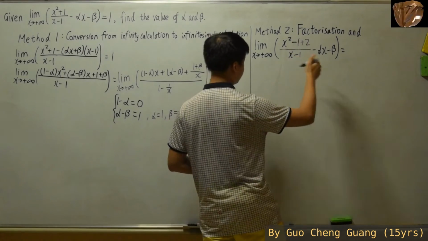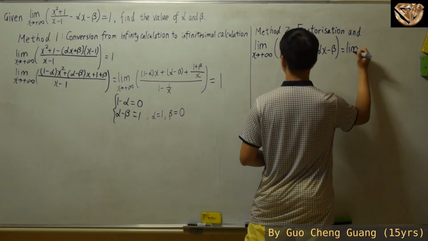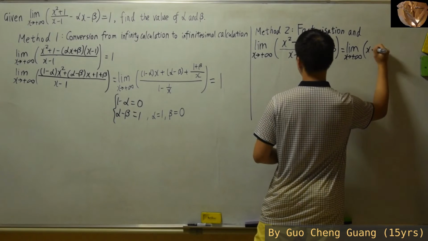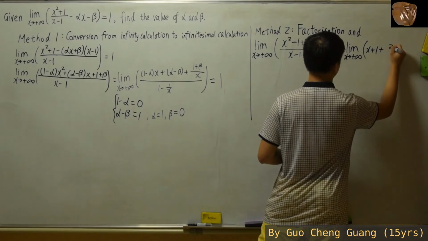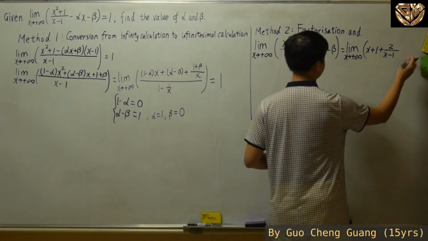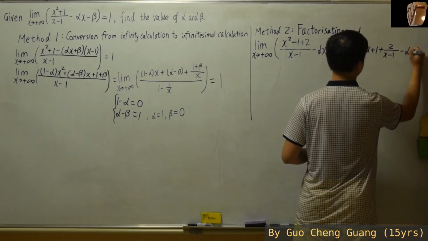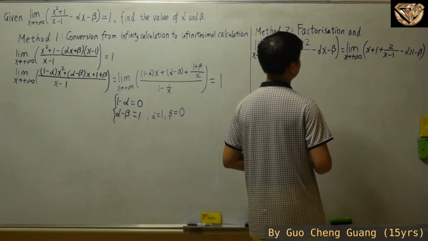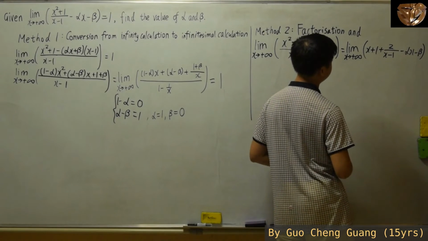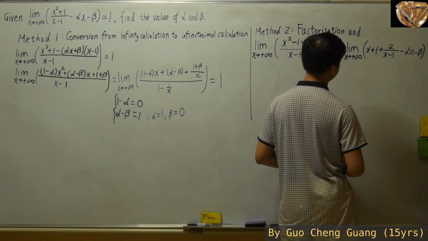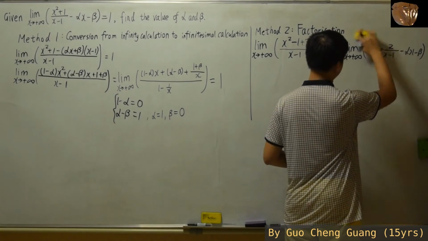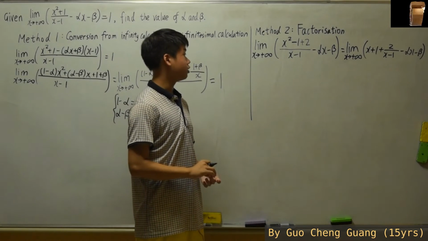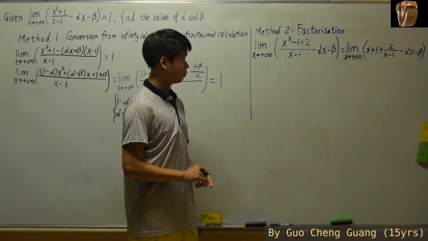since you can separate them, what you will have is limit as x approaches positive infinity, then you'll see x plus 1 plus 2 over x minus 1. Then from here you're going to have minus alpha x minus beta. Alright, so this is pretty much what you are going to see afterwards. So you can just say that this is some kind of factorization. Alright, now let's take a look at what we can deduce from here.